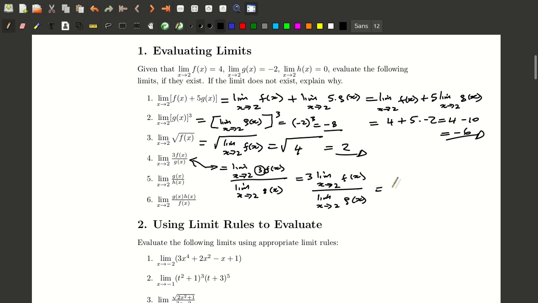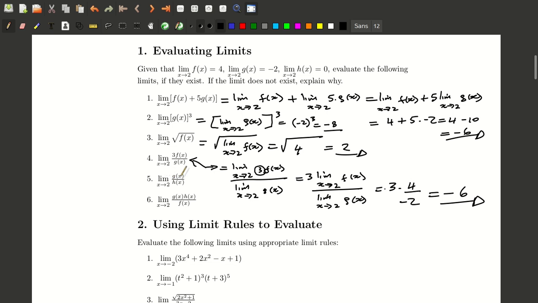I know this value here, so I will end up having 3 times the limit as x approaches 2 of f of x. It was given as 4, so you have a 4 divided by, and then here it was a minus 2. I have a minus 2, so this is going to be minus, because positive divided by negative is negative. 3 times 4 is 12. 12 divided by 2 is actually 6. So we end up having that nice thing here.